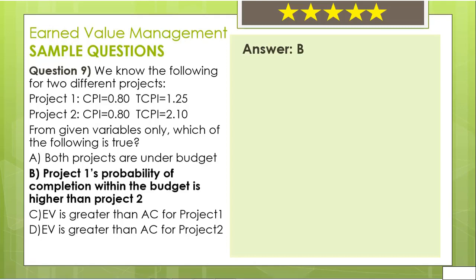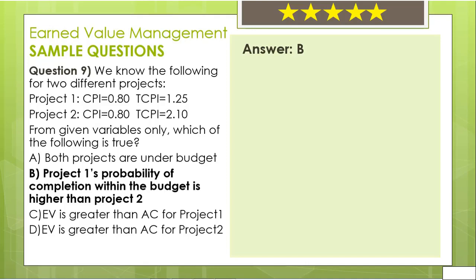It says Project 1's probability of completion within the budget is higher than Project 2. TCPI of Project 2 is 2.10. TCPI of Project 1 is 1.25, which is less than Project 2's TCPI. Remember from the EVM lectures that if TCPI for a project gets higher, its probability of completion at its budgeted amount gets lower. Therefore, Project 1's probability of completion within the budget is higher than Project 2's probability of completion within its budget.